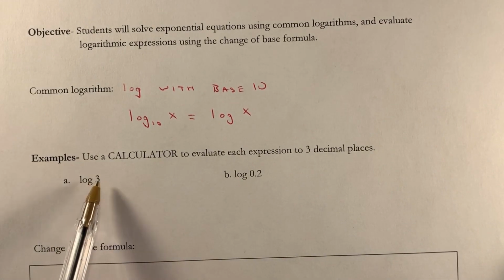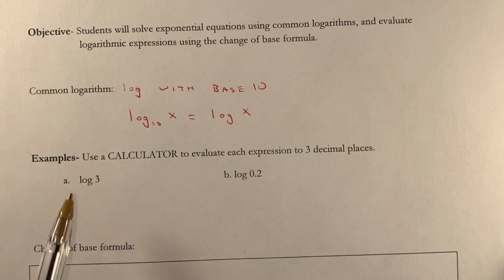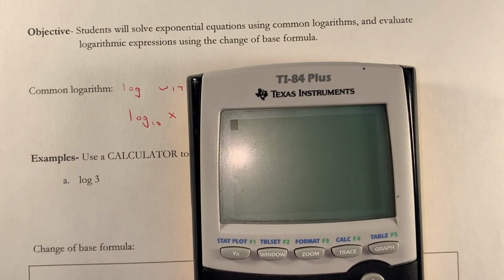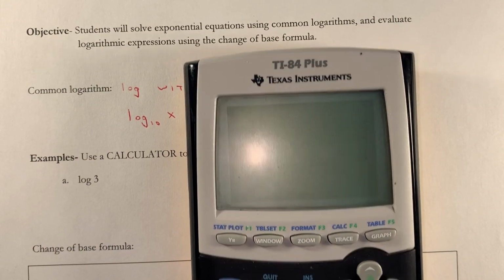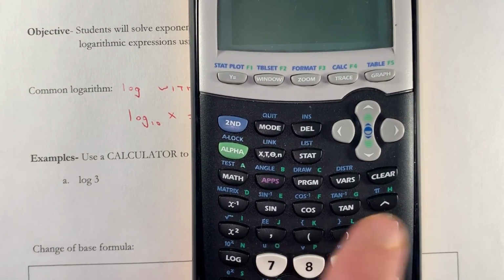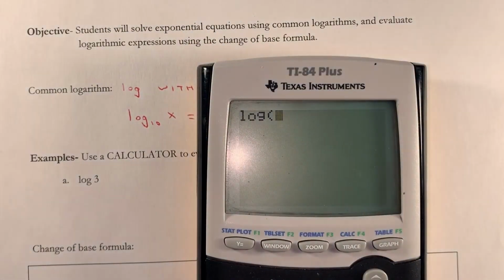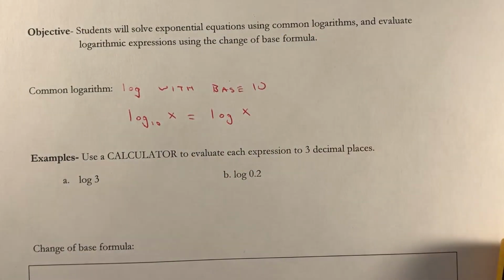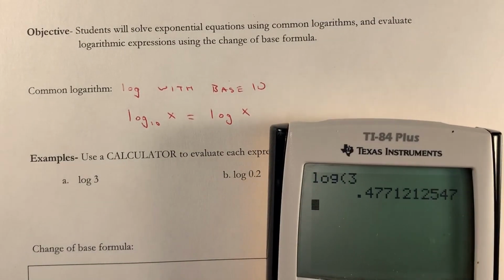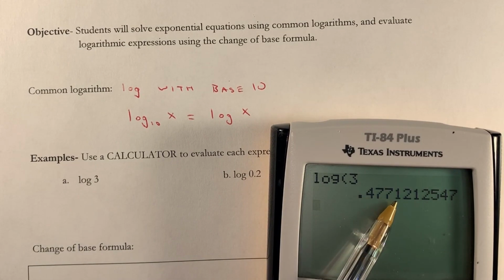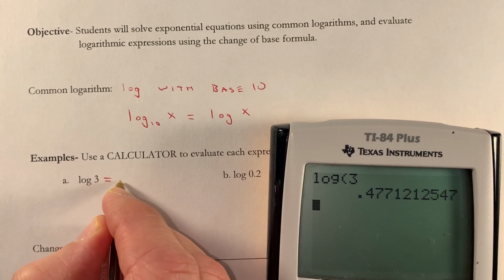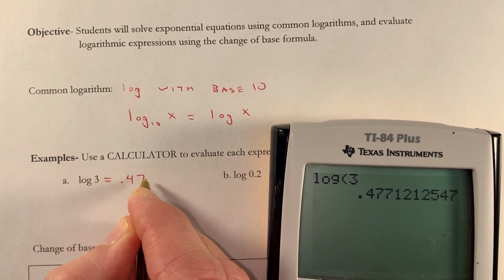So we've got log 3, so that's a common log, which means log base 10, and the calculator will do that easily just by pressing this log button right here. So log, and then we'll type in a 3. So log 3 equals 0.4771. It says 3 decimal places, so we'll keep those 3. 0.477, and that next number is not big enough to bump that 7 up, so it's 0.477.